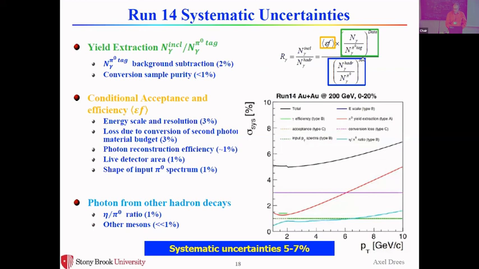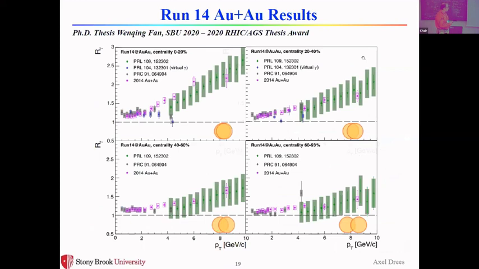Okay, and then if you now look at the R gamma ratio for this new measurement, that's the purple points, and compare that to the previous measurement. So the lower points here are electron-positron pair measurements, conversions, and virtual photons. The green are direct calorimeter measurements. You see our new measurements for all centralities is consistent, but it sort of bridges the region between the so far kind of disjunct measurements.